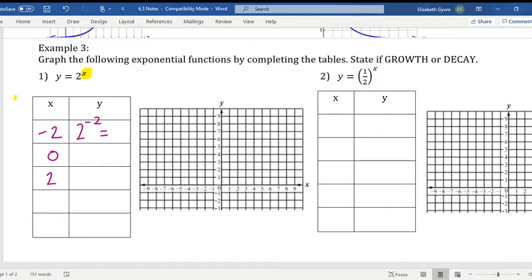Okay. So you should get 0.25. If you're using the iPhone, then what you're going to do is hit your 2 and then your X to the Y button, and then hit your 2 and your minus sign. And you should get 0.25 as well. Was anyone not able to get 0.25 when they plugged it into their calculator?